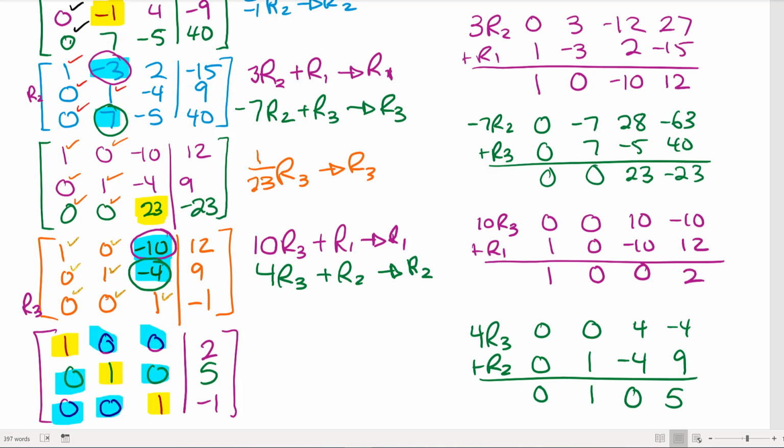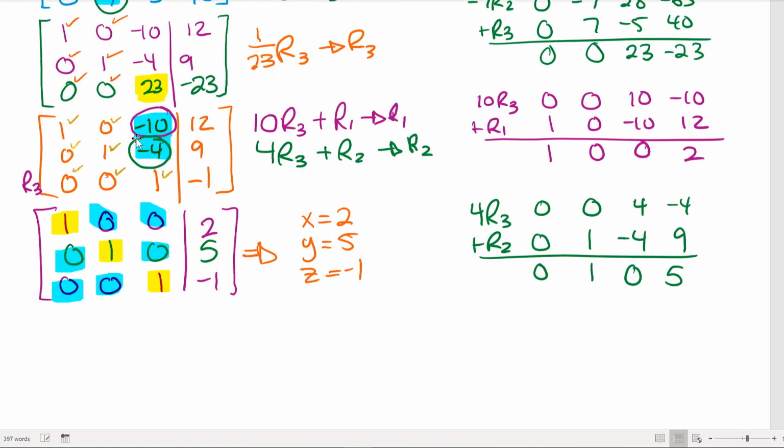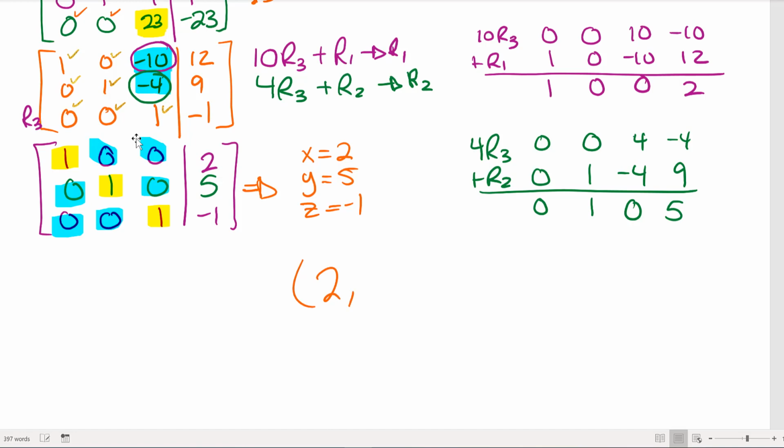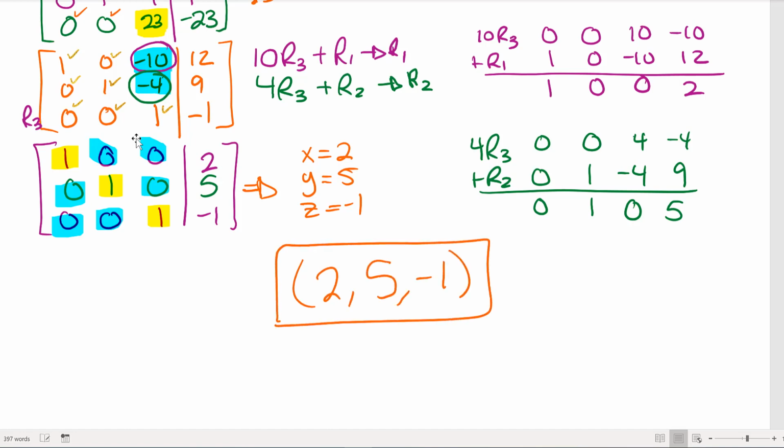This is now in reduced row echelon form. If I rewrite this back into equations, the first equation is x equals 2, the second equation is 1y equals 5, and the third equation is 1z equals negative 1. This is my answer, 2, 5, negative 1. And I'm going to go ahead and leave the check to you on this problem.